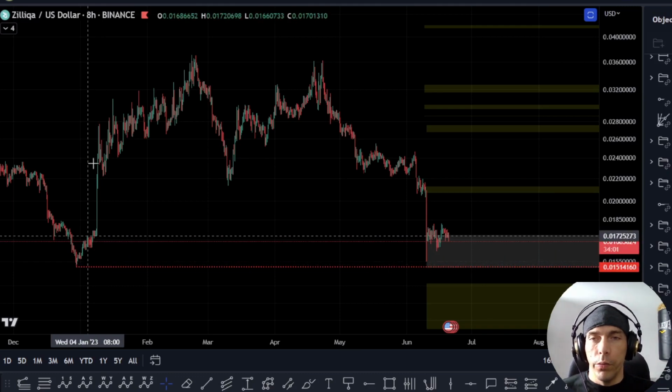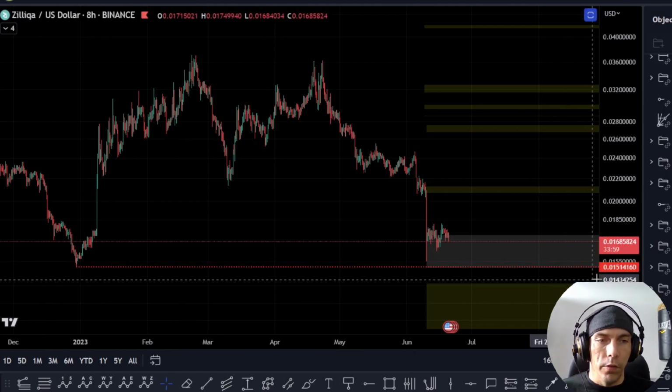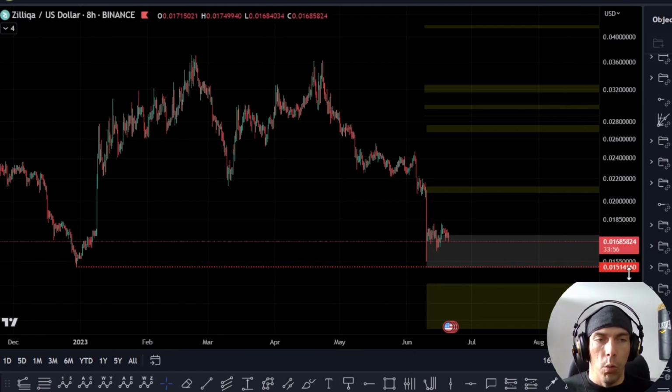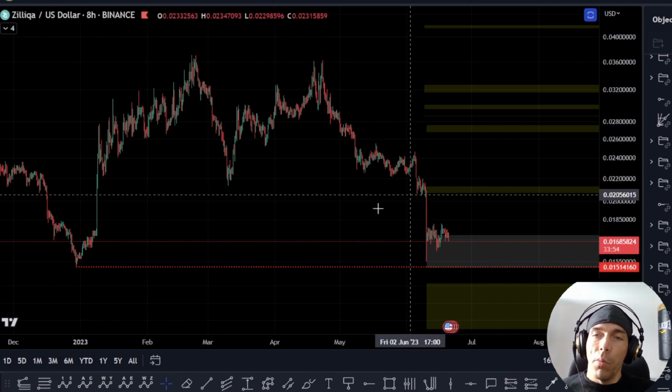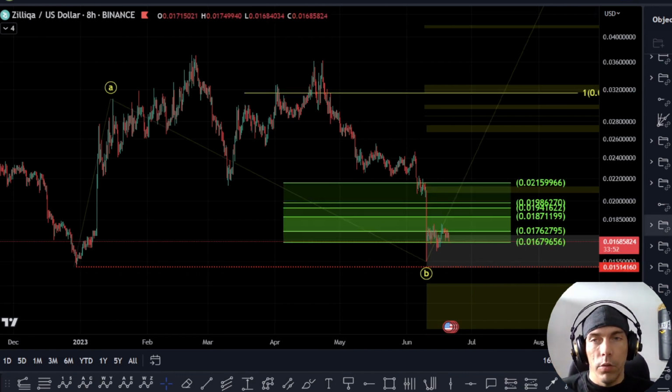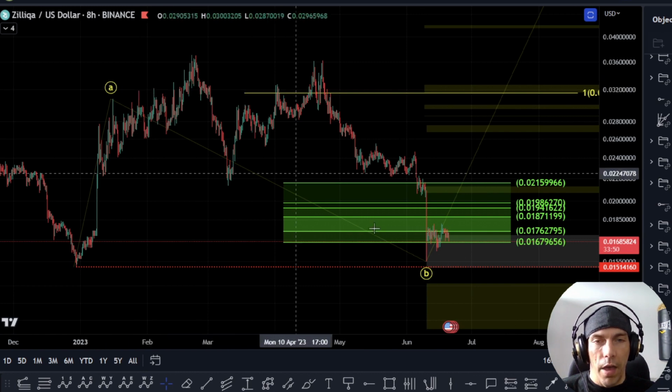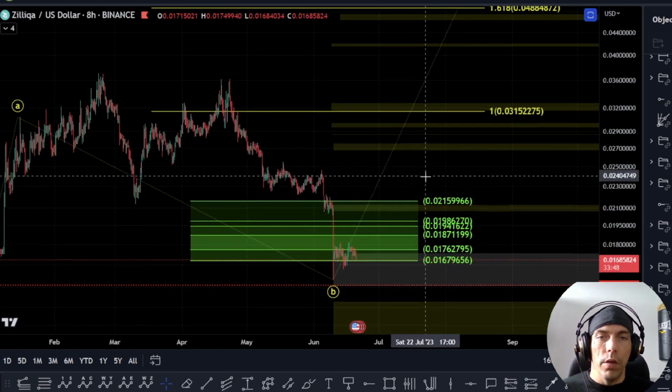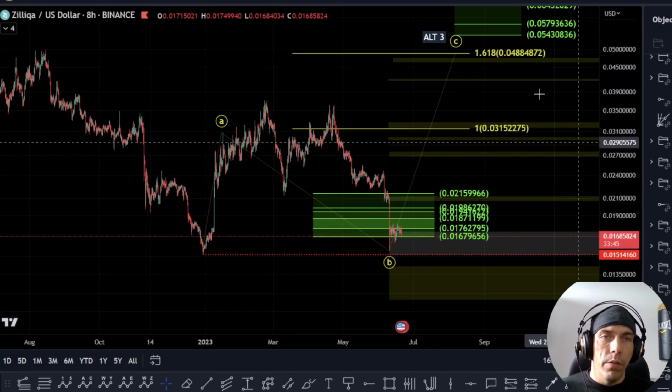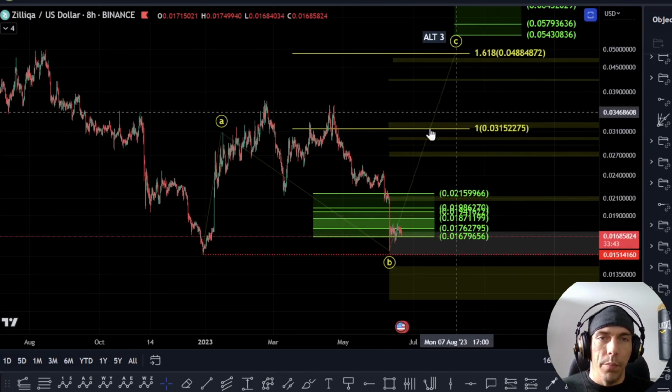Okay, so having a look at ZIL, for the time being, we have actually managed to protect this low here at the 0.151416 area. Now, we're talking about a couple of things within the macro video. We're talking about the possibility that this is a bigger B wave, and we're still looking for that possibility of a C wave to the upside, where we're looking for this potential of a push up.